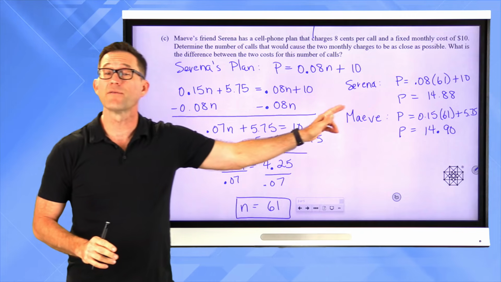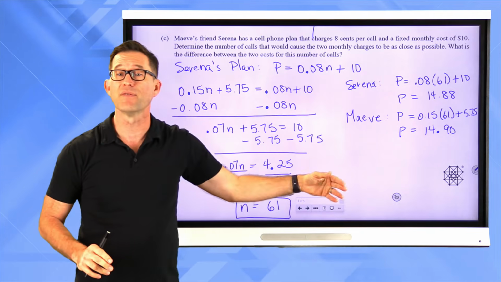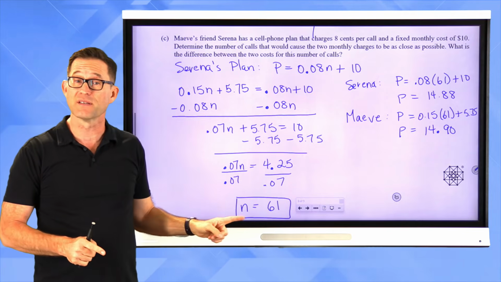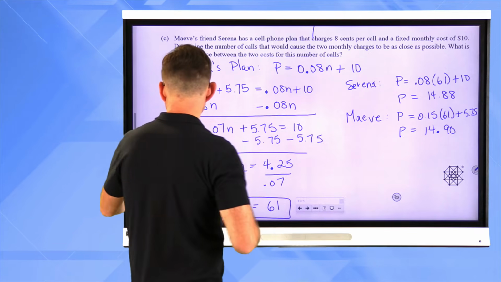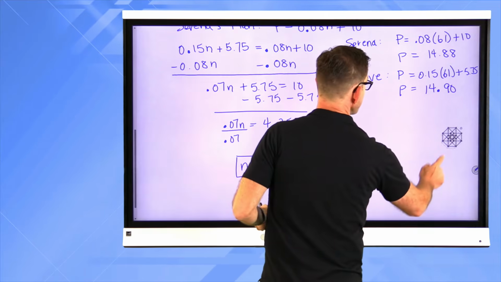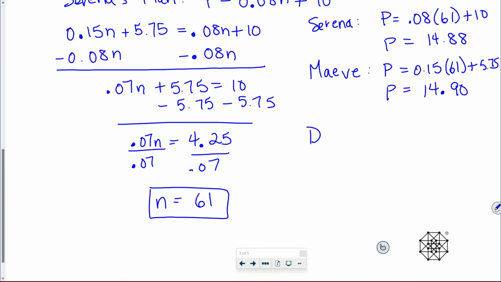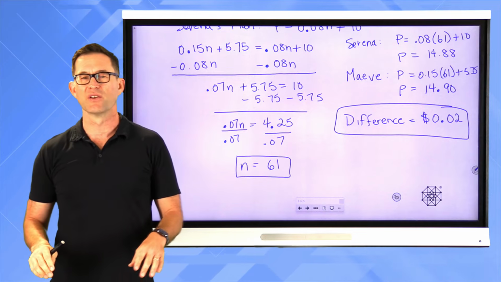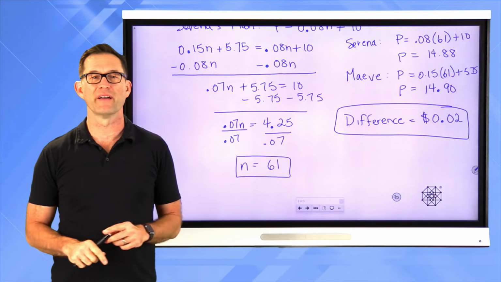Serena's at $14.88, Maeve is at $14.90, right? They're not equal because this is a rounded version, because we can't have a decimal number of phone calls. And so the difference, which I think we can do in our head, is 0.02. When they both make 61 calls, there's just a 2-penny difference between their plans.